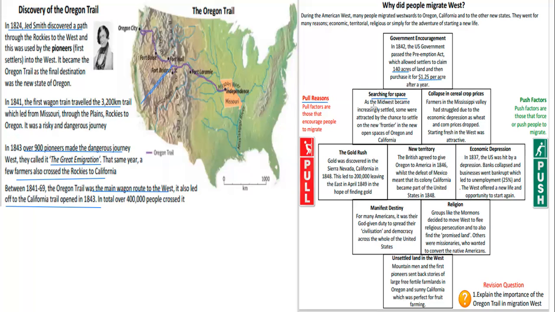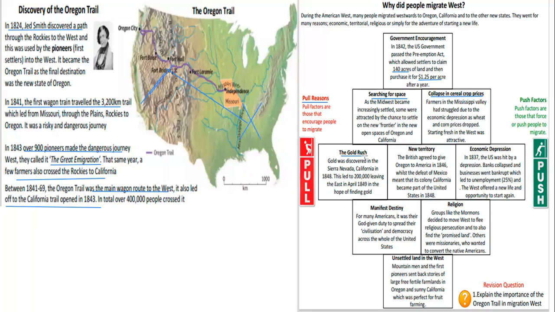Searching for space. As the Midwest became increasingly settled, some were attracted by the chance to settle on the new frontier in places like Oregon and California. Collapse in cereal crop prices. Farmers in the Mississippi Valley, so we're looking at around this area here, struggled due to an economic depression as wheat and corn prices dropped. They believed that starting fresh in the West was a very attractive proposition. They thought they would be able to develop a new life with the farming possibilities being endless.